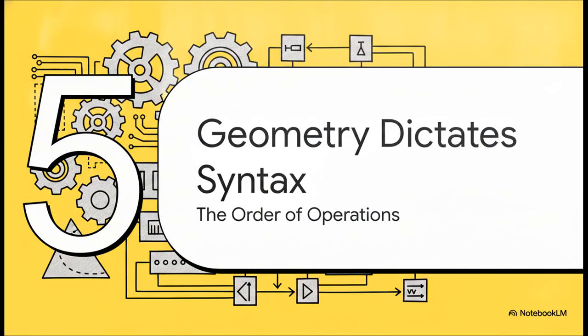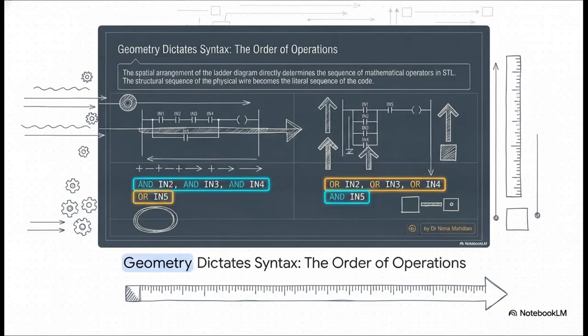Okay, Section 5, Geometry dictates code syntax. If you just compare those two architectures we went over, a pretty profound rule emerges. The hardware diagram itself is telling us exactly how to structure our code. It's amazing when you see it laid out. The spatial arrangement of the physical wire literally becomes the sequence of the STL code.